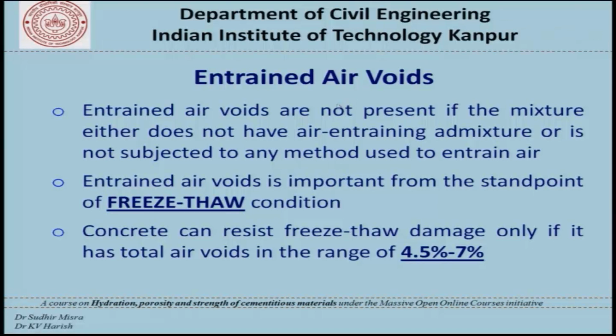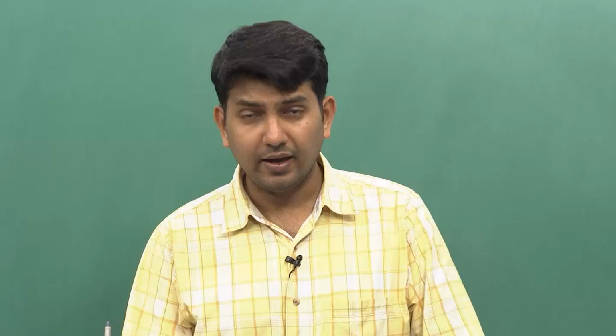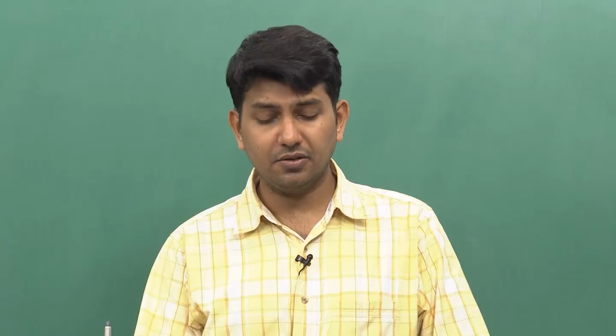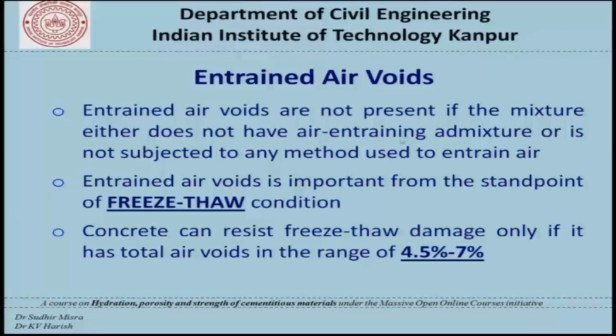Now coming on to the fourth topic, which is entrained air voids. Entrained air voids are not present in the mixture, very important. Entrained air voids are not present if the mixture does not have air entraining admixture. Remember that we have already dealt with air entraining admixture in the lecture on chemical admixtures. So if a mixture does not have air entraining admixture, then typically it does not have entrained air voids.